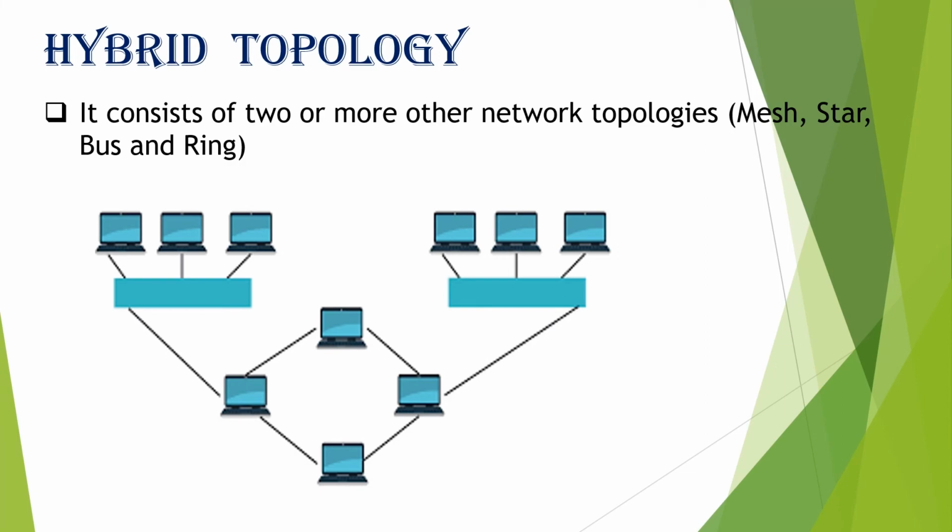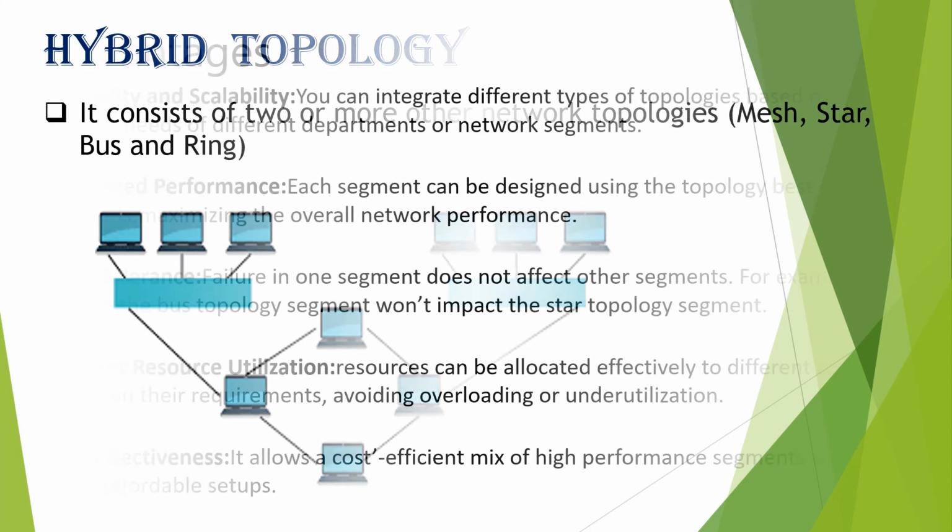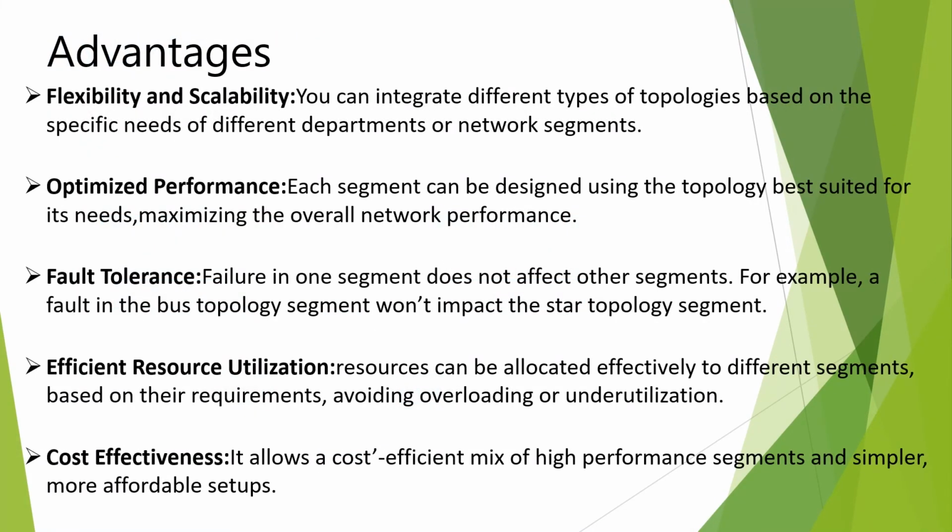Hybrid topology. It consists of two or more other network topologies: mesh, star, bus and ring. Advantages. Flexibility and scalability. You can integrate different types of topologies based on the specific needs of different departments or network segments. Optimized performance. Each segment can be designed using the topology best suited for its needs, maximizing the overall network performance.